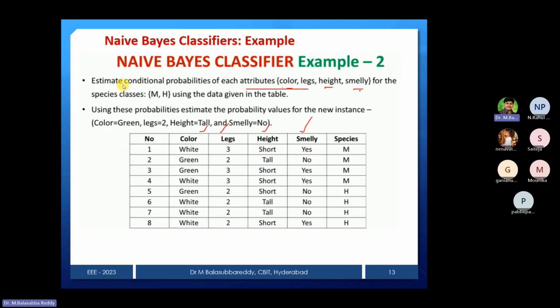So based on these species classes, you are to find whether the species is M or H using the data given in the table. This is the dataset given in the problem. But now, what is this? If a new instance comes like this, one way we can remember.